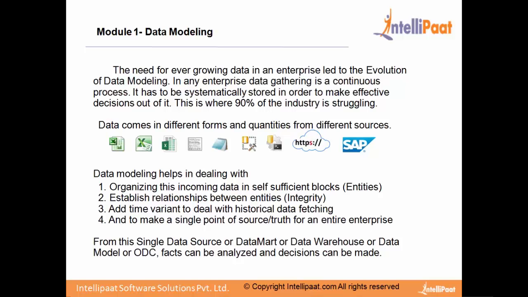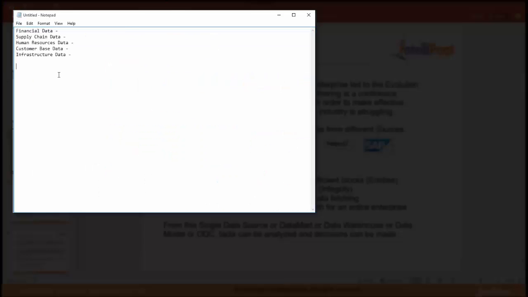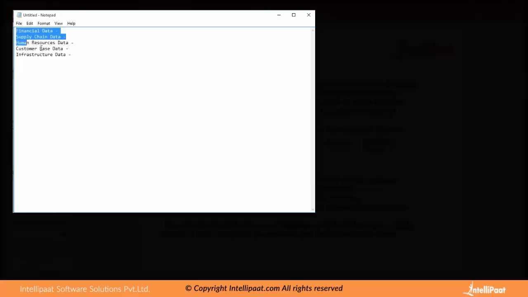So here I have four points that will cover the definition of data modeling in an industry-relevant way. First, to begin with understanding data modeling, we have to understand entities. The data which is coming should be made into an entity, a self-sufficient entity. When I was telling you about different verticals of data that may come in, here you see I have different verticals of data. Don't confuse these with entities. These are not entities.